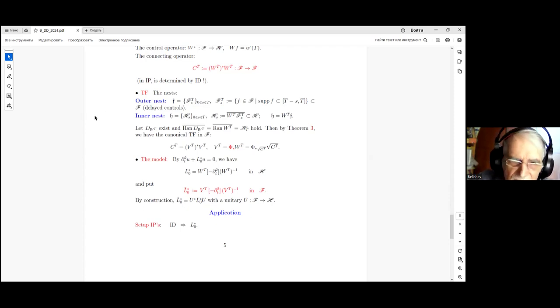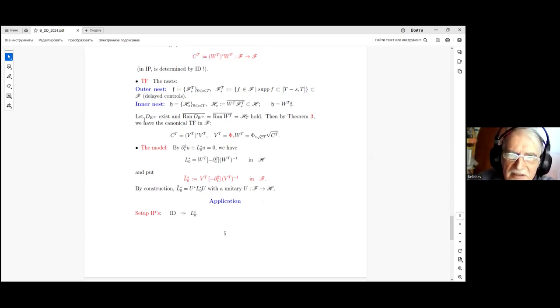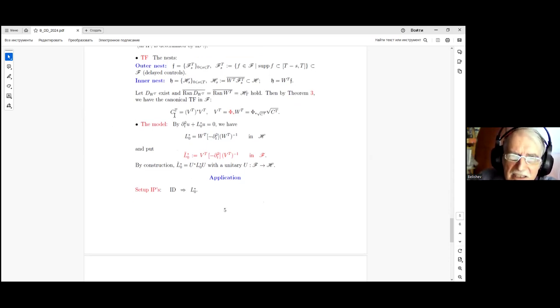Okay, as before. And now assume that the operator W^T, which creates waves, which creates states, possesses a diagonal, such that the diagonal exists and has full range, roughly speaking. Then the connecting operator admits a triangular factorization of this form, as before, which is realized by the phase operator of the square root of C. So we have a dynamical system.